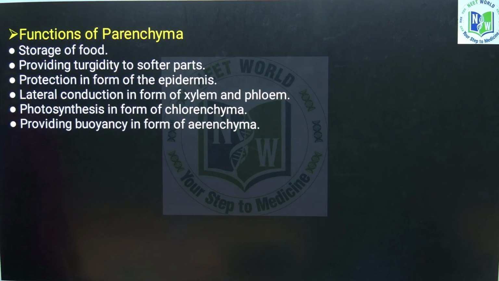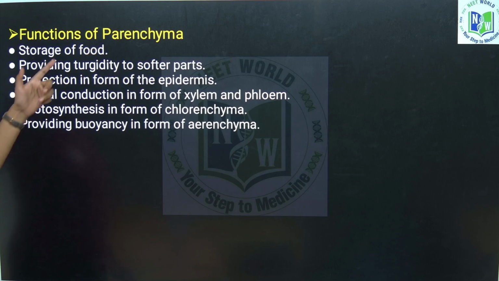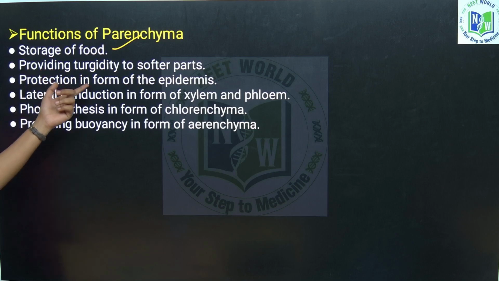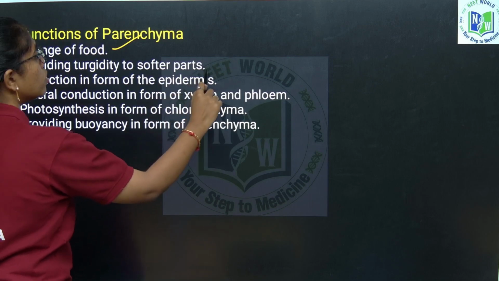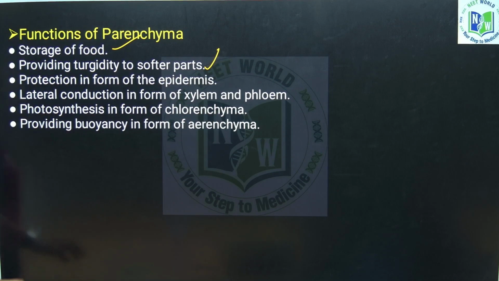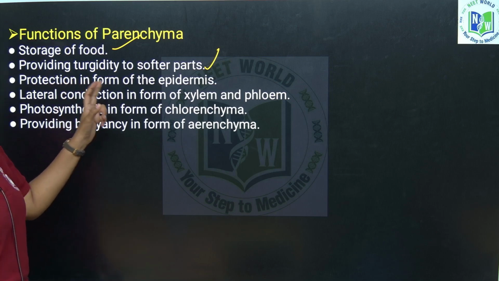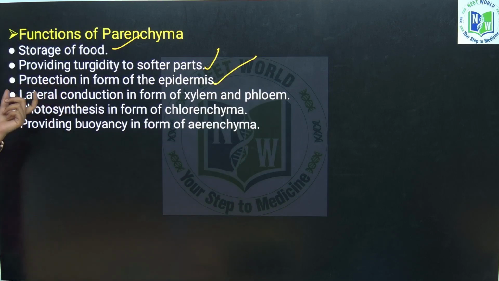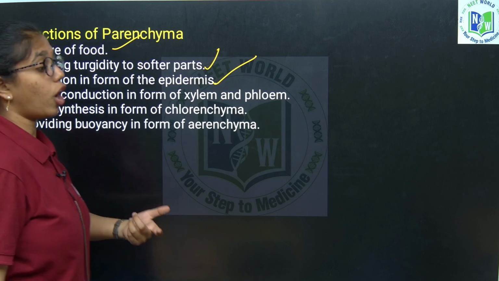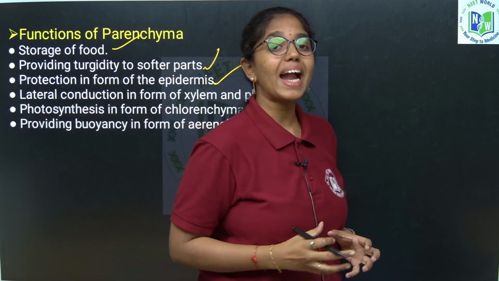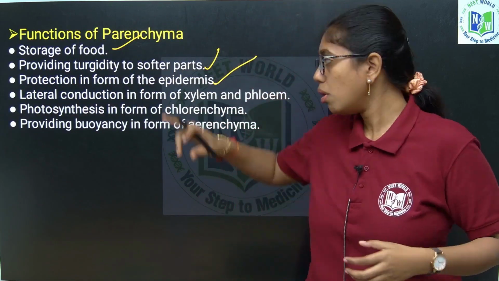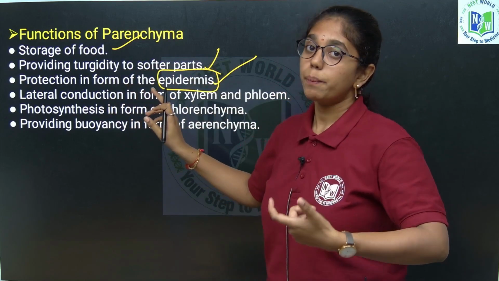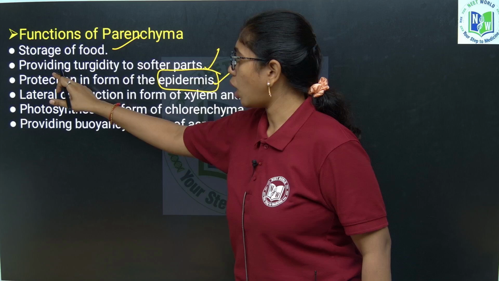Functions of parenchyma: they act as storage parenchyma and store the food material, and they can provide turgidity to softer parts. They also provide protection in the form of epidermis. As I already told you, most of the plant body is composed of the tissue parenchyma. Epidermis is also made up of parenchyma, promoting the role of protection.